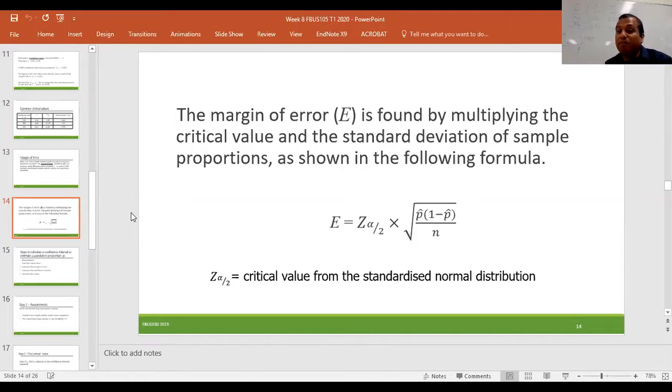So now in the sample, what will be given? The sample proportion, that is p hat. And n is the sample size of your random sample. Through the example, you will understand this in a better way.